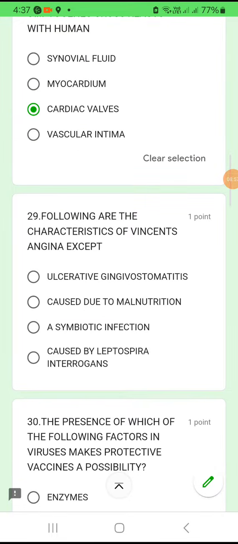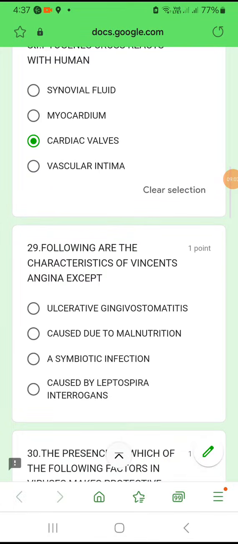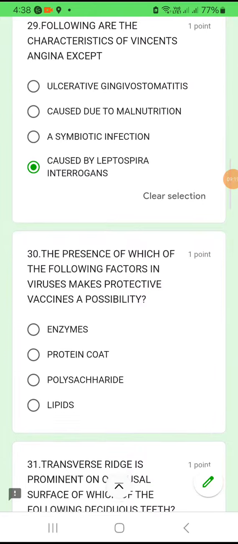Question number 29. Which of the following are the characteristics of Vincent's angina? Except. So the question is except. So ulcerative gingival stomatitis comes under Vincent's angina. Caused due to malnutrition? Yes. A symbiotic infection? Yes. It is caused by Leptospira interrogans? No. Okay, definitely not. So the answer will be option 4.